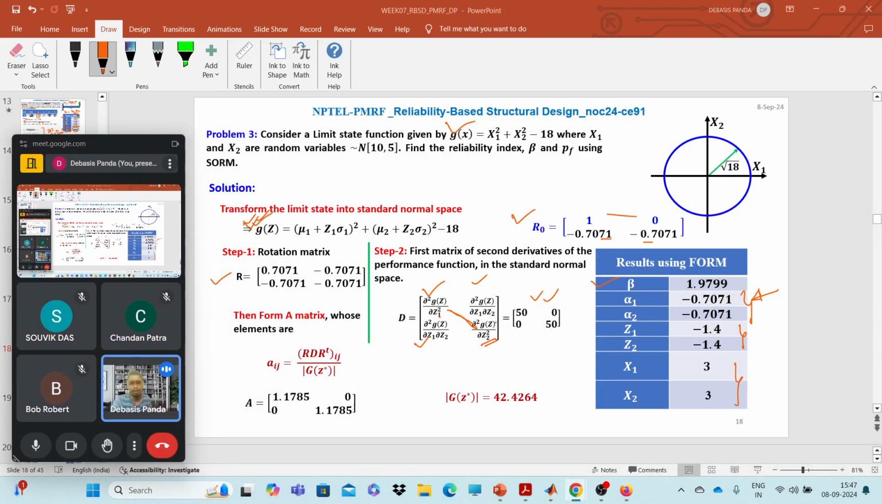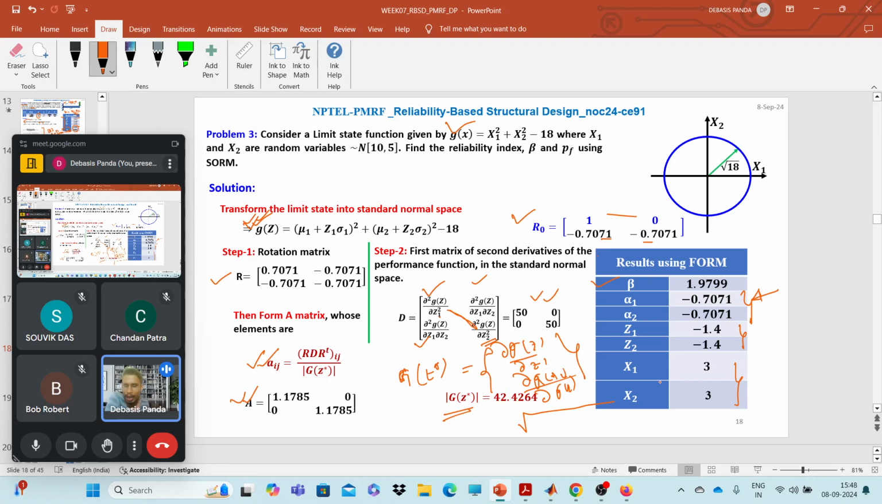Okay. So once we have the D matrix, we can calculate the A matrix. Here is the A matrix term. This is nothing but the Euclidean norm of the gradient vector. If we formulate the gradient of G at z star, what will it contain? It is a vector of 2 cross 1. It will contain dG by dz1 and dG by dz2, the two gradients of the limit state function in the standard normal space, and the Euclidean norm of this is nothing but this square plus this square.